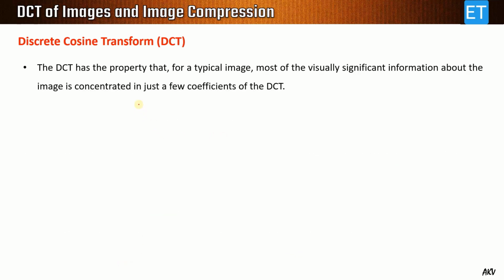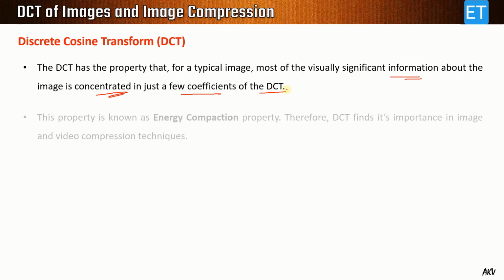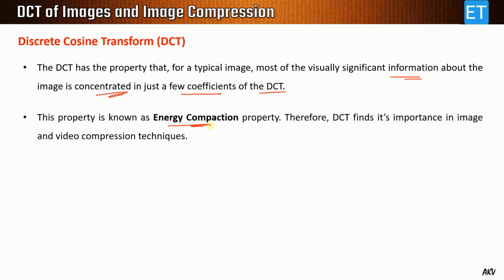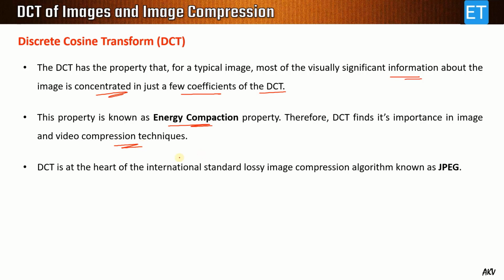The DCT actually has the property that for a typical image, most of the visually significant information about the image is concentrated in just a few coefficients of the DCT. This property is known as the energy compaction property. Therefore, DCT finds its application in image and video compression. DCT is at the heart of an international standard lossy image compression algorithm known as JPEG, which is very popular to represent image compression.